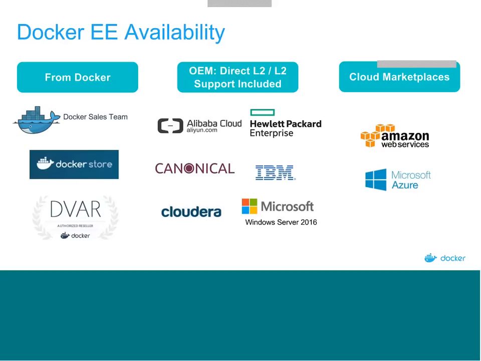If you're interested in purchasing Docker Enterprise Edition, it's available from the Docker sales team. You can just go buy it with a credit card on Docker Store. And we also have a bunch of authorized resellers. Or you can get it from Microsoft, IBM, Cloudera, Canonical, Hewlett-Packard, and Alibaba. We're also making Docker Enterprise Edition available in the AWS and Azure marketplaces, so you can buy it directly from those marketplaces if that's how you prefer to consume software.